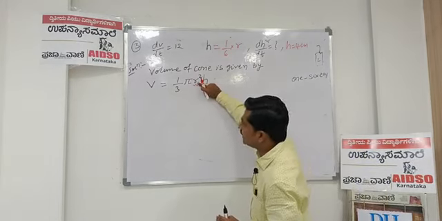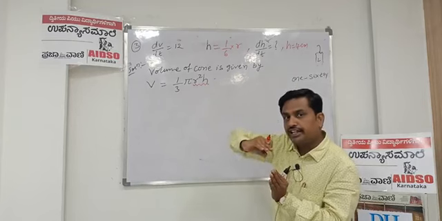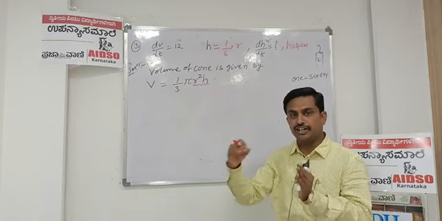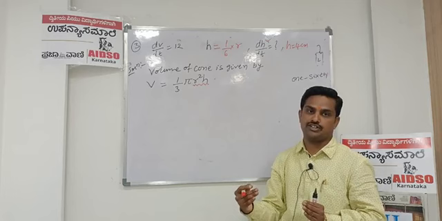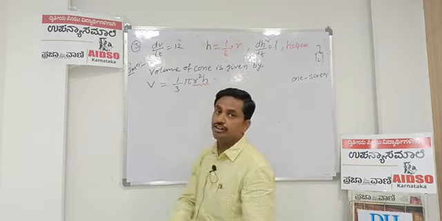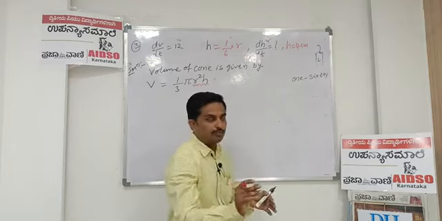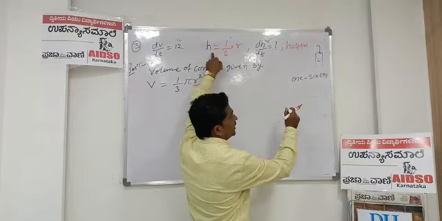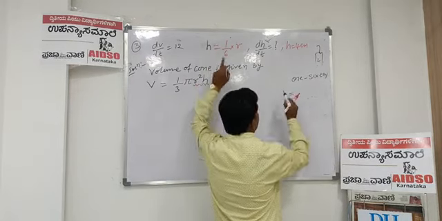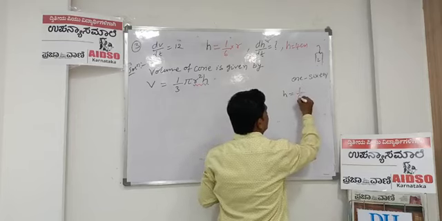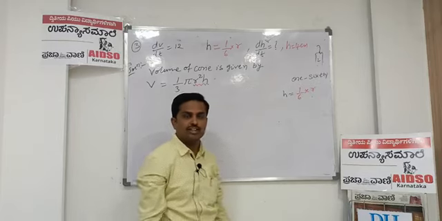In place of radius, we need to change the data of radius into the height. It means, how can we find the height data in place of radius? So in the rough part, I am showing that the condition given is h equals 1 by 6 into radius.